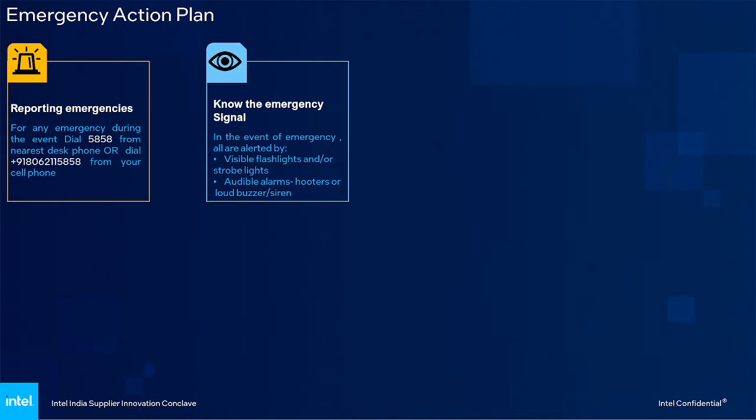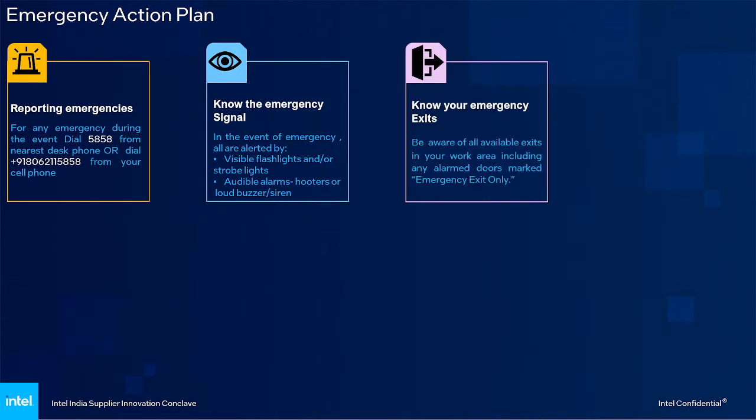How do we signal that there is an emergency? As usual, we will have the visible flashlights and audible alarms along with the PA announcements. We already discussed the emergency exits. We have 2 nearby emergency exits, one behind and one on the other side.